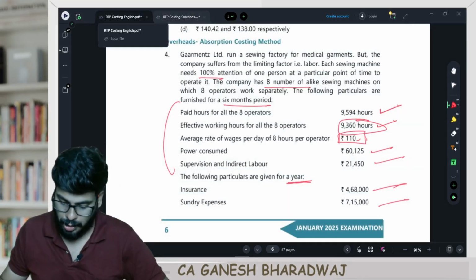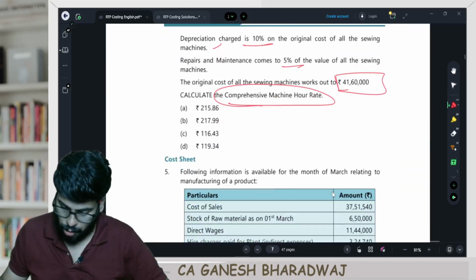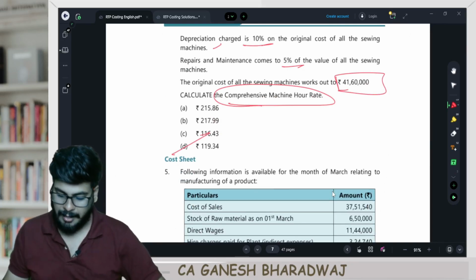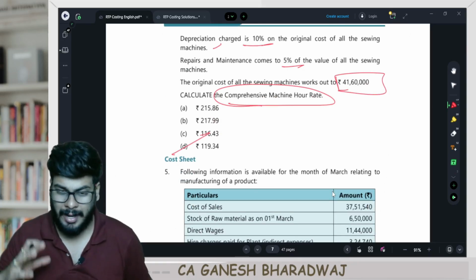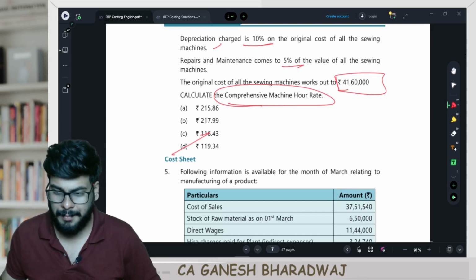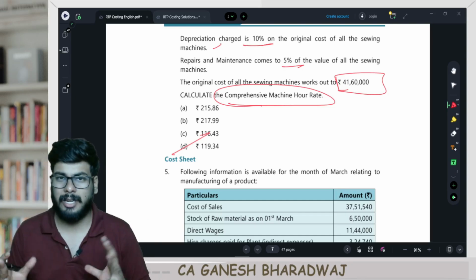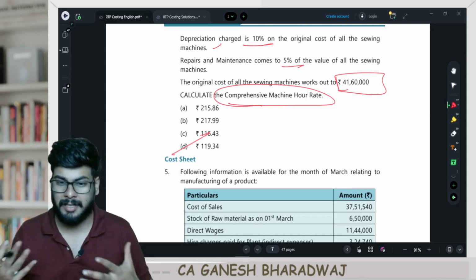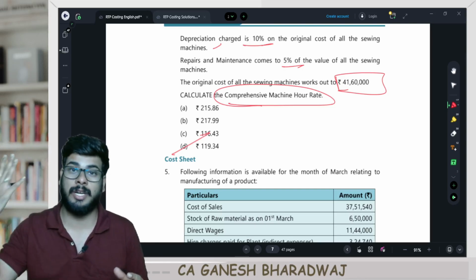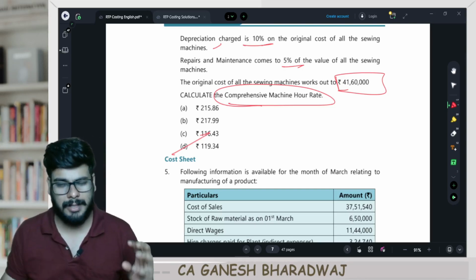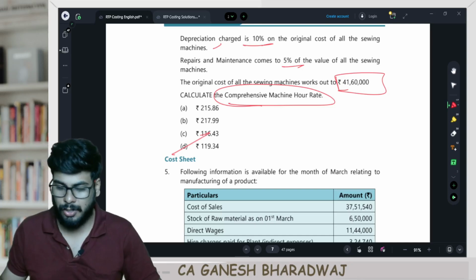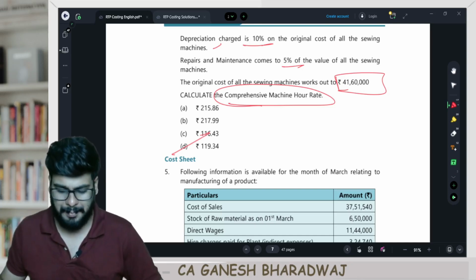So that brings you to option D. Right, so option D, that's going to be 119.3. Are you clear with this? Fine, that's about the sum. It's a very small question, and this is basically on comprehensive machine hour rate. I don't think there is much of riders. In fact, the institute study material sum had a little bit of complexities. This one was straightforward, right? So with this, let's move on to the next one.